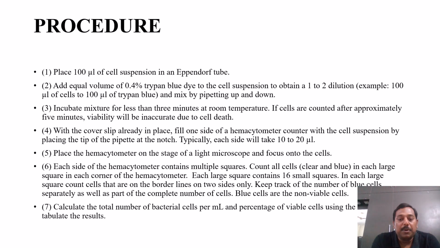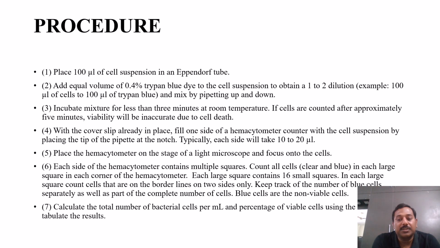With a cover slip already in place, fill one side of the hemocytometer chamber with the cell suspension by placing the tip of the pipette at the notch. Typically, each side will take 10 to 20 microliters. Place the hemocytometer on the stage of a light microscope and focus on the cells. Each side of the hemocytometer contains multiple squares. Count all squares, clear and blue, in each large square in each corner of the hemocytometer. Each large square contains 16 small squares.